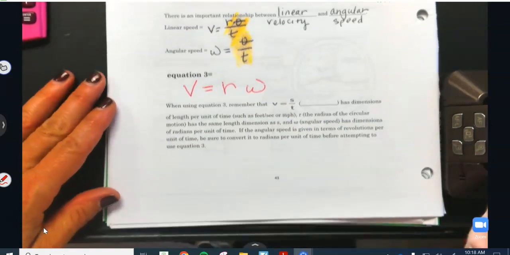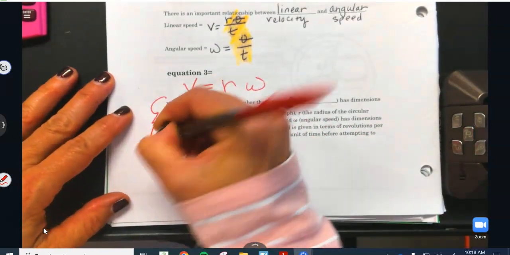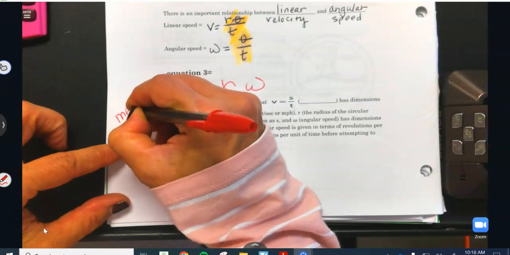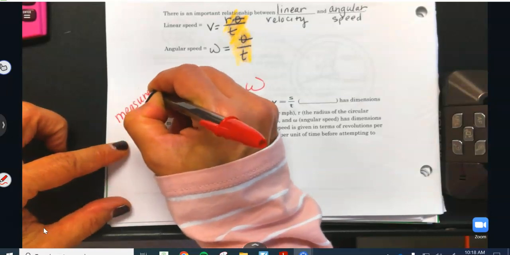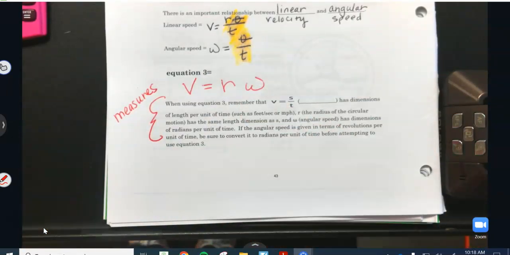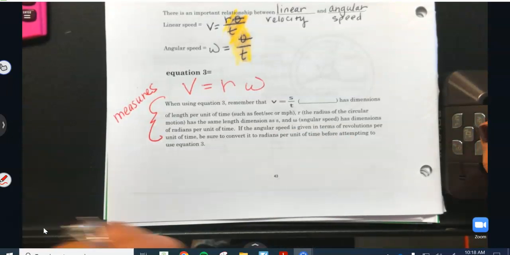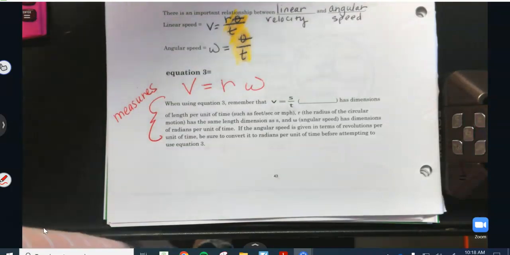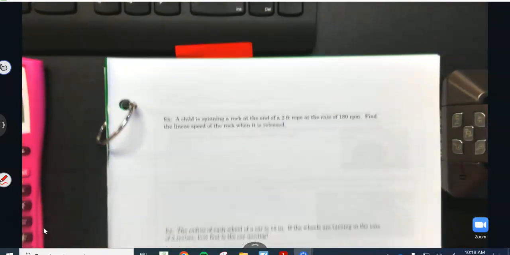Let's look at this. This is talking about measurements. And that is for your reading enjoyment. I'm just going to go ahead and show you what those words mean. Let's turn the page. And let's start working through this stuff.